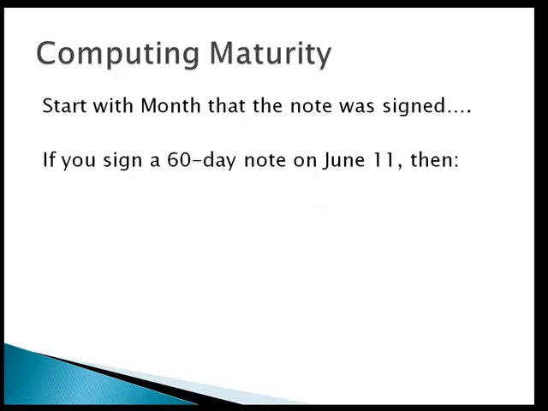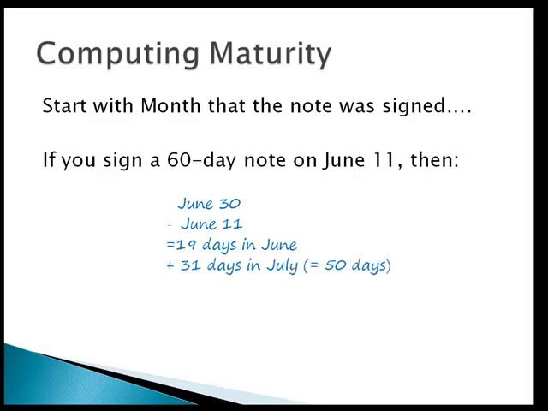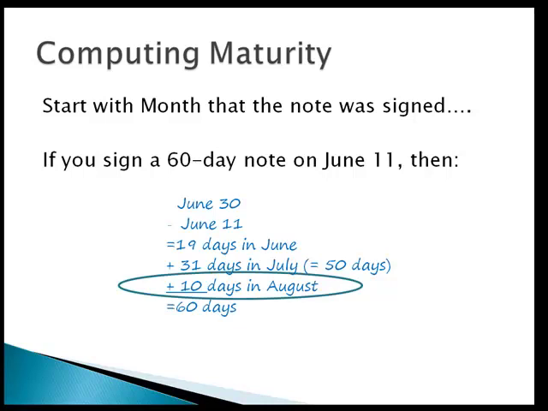For computing maturity, start with the month that the note was signed. So for example, if you sign a 60-day note on June 11th, start with June. So June has 30 days in it. Take off the day that you sign the note. That means that we're going to count 19 days in June, but we want to get up to 60 days. Add in the next month. The next month is July. That's 31 days in July, which brings us up to 50 days, but we need 60 days. So how many more days do we need? 10 more days. So 10 days in August, that's the next month. Our due date then would be August 10th.